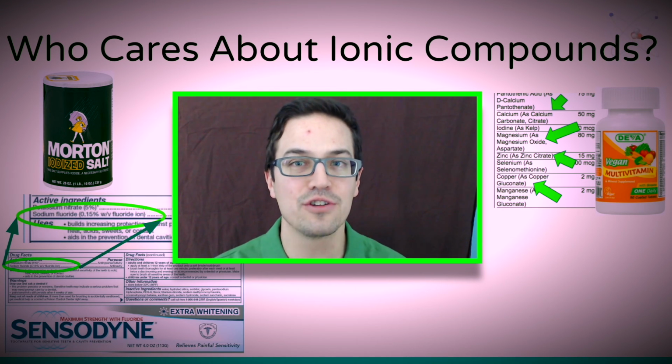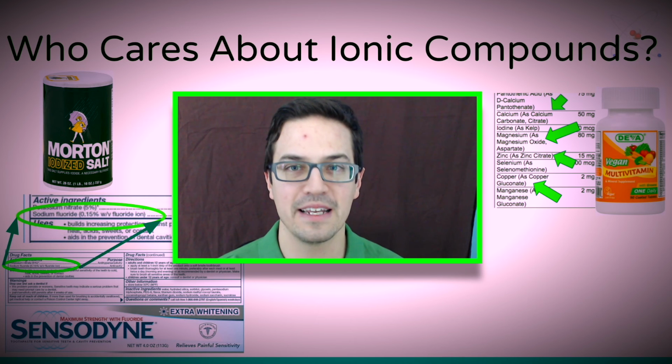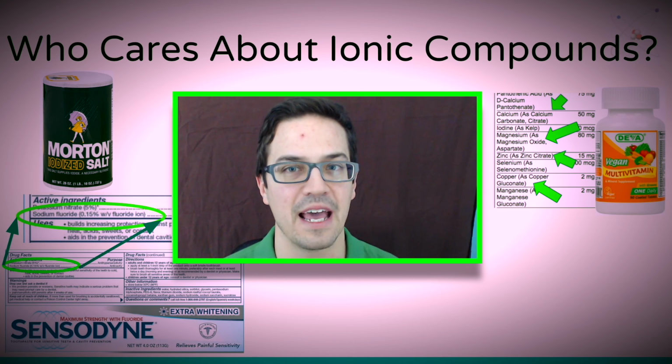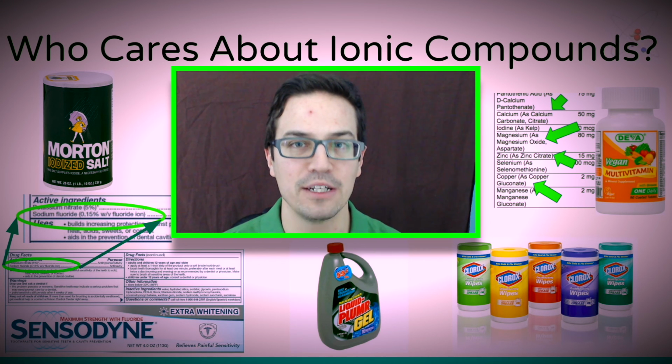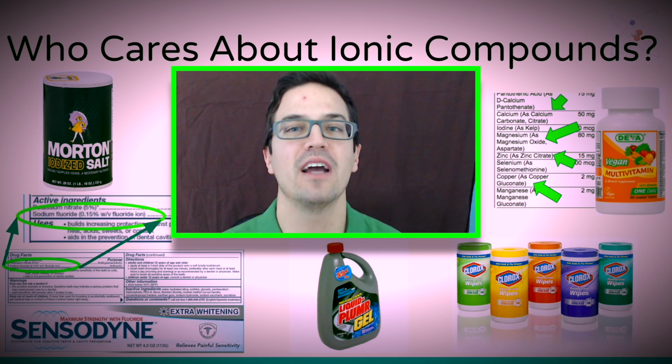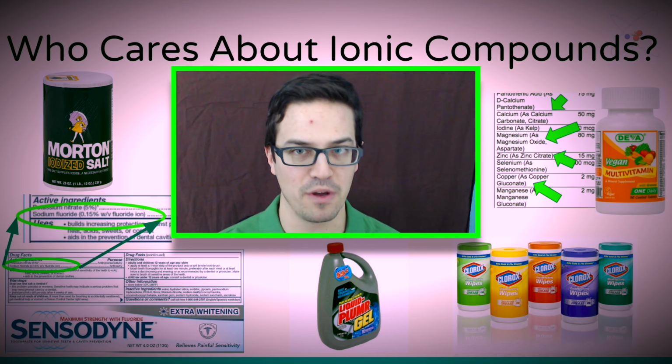Toothpaste's main ingredient is sodium fluoride. The fluoride helps strengthen the enamel in your teeth that leads to less tooth decay. Disinfecting wipes have ammonium chloride in it, and clog remover has sodium hydroxide in it. These are just a handful of many other examples of ionic compounds that you deal with on an everyday basis.